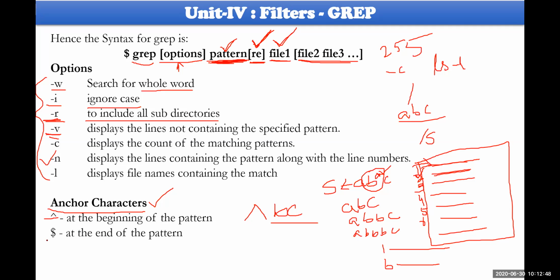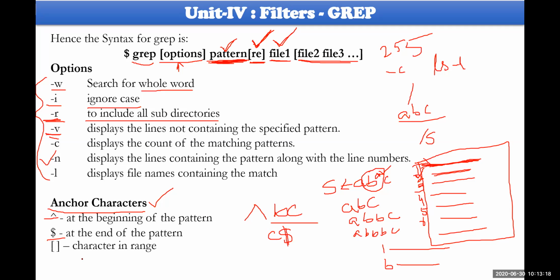And dollar will always be checking the end of every line in the file. Each and every line that ends with, let me say, C. So it could be specified like this: C dollar. C dollar means the last and final character of that particular line might be C. So it is taken at the end of the pattern.